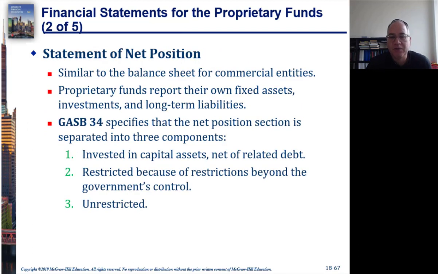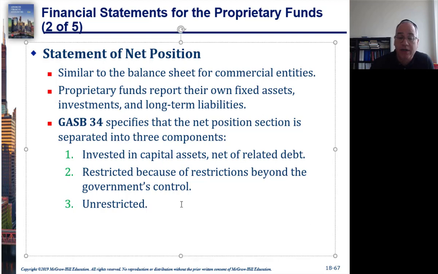So your statement of net position, which is like a balance sheet, is going to report all the assets, including fixed assets, investments. And it's going to report all the liabilities, including long-term liabilities, because this is not a governmental fund. And the net position section has got to have three sections. I mean, it's sometimes not going to have restrictions. But it's going to be broken into basically three sections, similar to what we saw before.